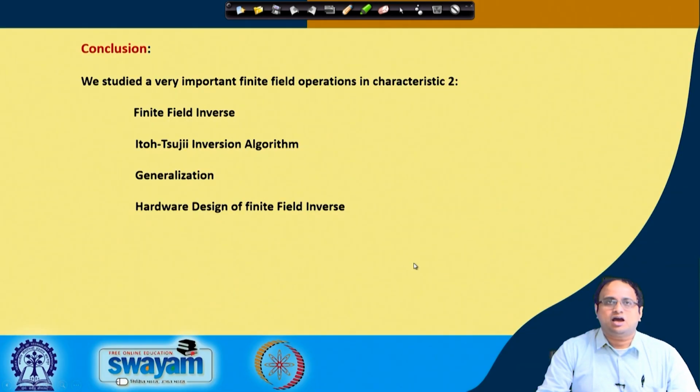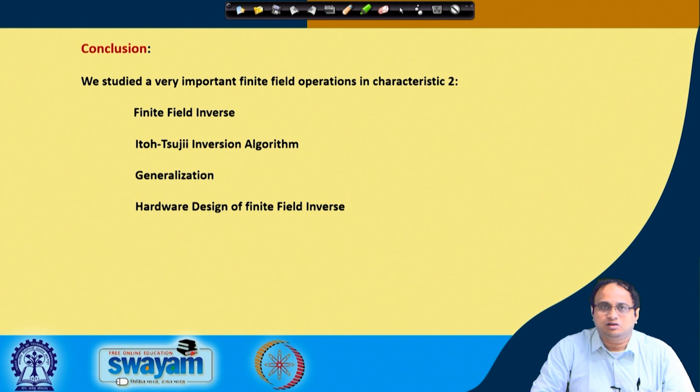With this, I will stop here. What we studied is a very important finite field operation in characteristic 2, called the finite field inverse, which is often used in several other computations. We will see it used largely in the elliptic curve hardware that we will be studying subsequent to this. We discussed an efficient algorithm called the Itoh-Tsujii inversion algorithm, which relies upon Fermat's Little theorem.